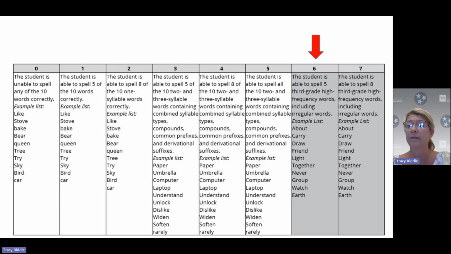For the third grade standard, if the student is able to spell 5 of the third grade high-frequency words that include irregular words, that is the score of a level 6. And if students can spell 8 of the 10 words, that is the score of a level 7. If students have mastered the standard at a level 6 or a 7, you do not have to upload evidence that they have mastered at level 5.